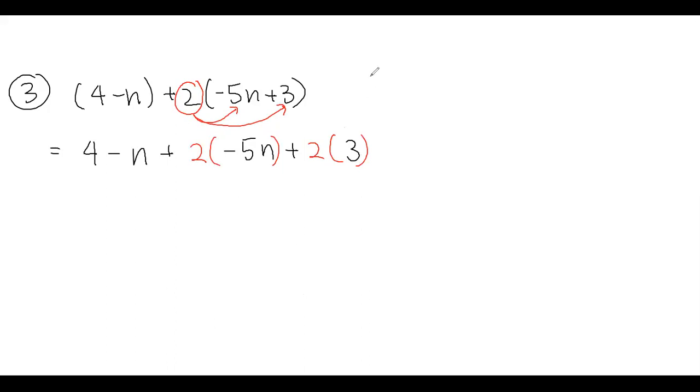How am I going to multiply that? We didn't do anything to the 4 minus n. Oops.